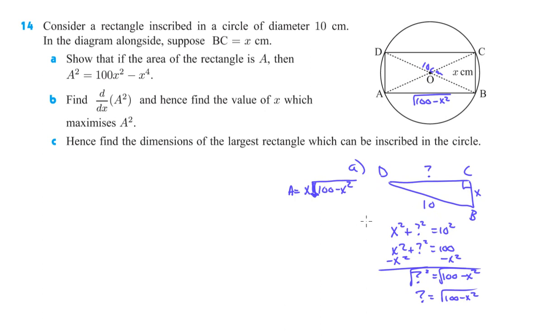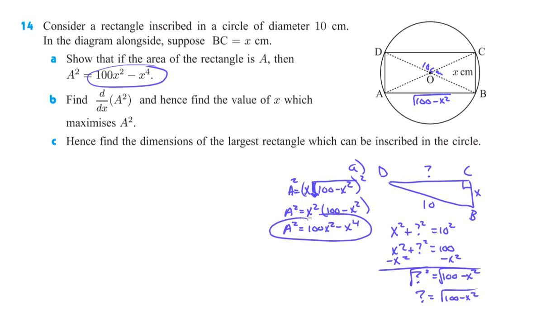Okay, and then it says, if that's the area, find area squared. So that means we're going to square both sides here. So area squared would be, that's going to give us an X squared here. And then this 100 minus X squared and the square root, those are going to cancel out. So we have X squared times 100 minus X squared, right? So if we distribute that X squared through, we get 100 X squared minus X to the fourth, which is exactly what they're looking for right there.